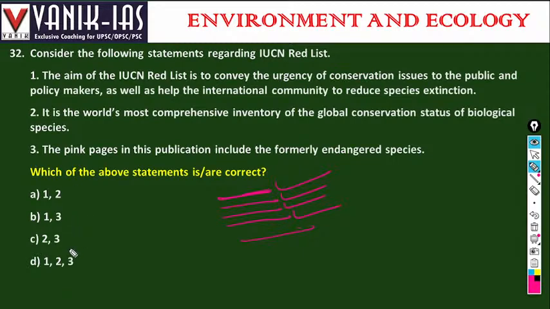So here, 1, 2, 3, all the statements. Now about the pink pages. What are the pink pages? This is not permanent endangered. This is wrong. Pink pages inform about critically endangered species. So options 1 and 2 will be the right answer.